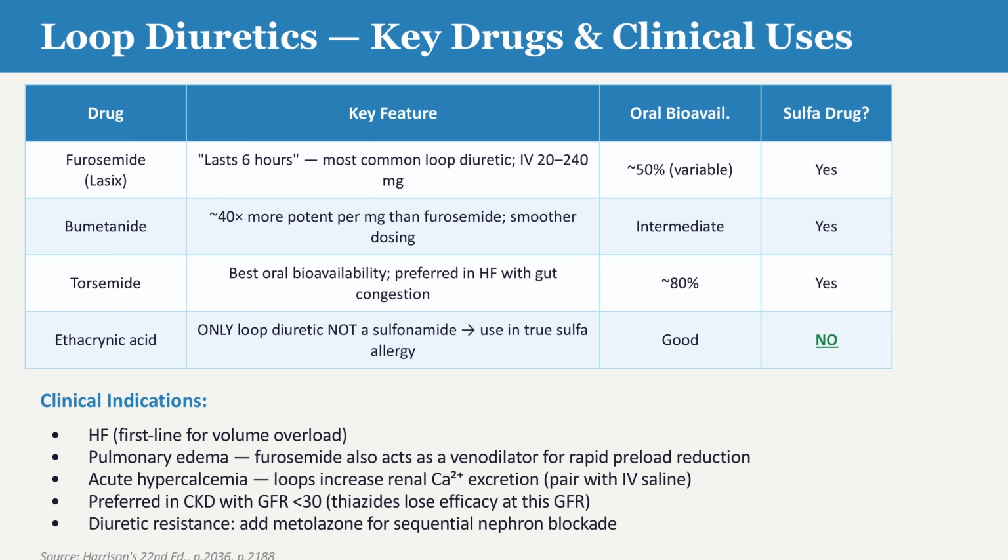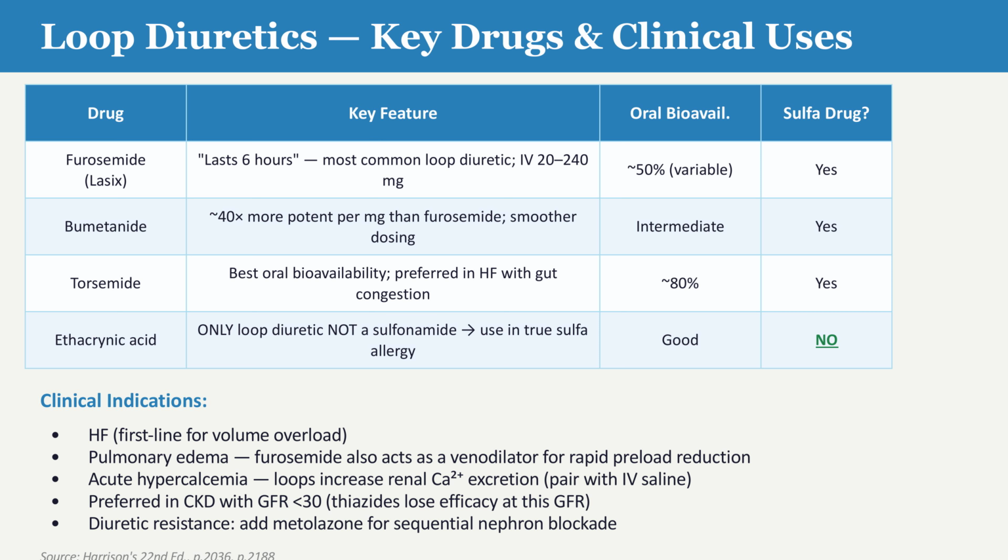Then there's ethacrynic acid, and this one comes up on boards constantly. It is the only loop diuretic that is not a sulfonamide. So if your patient has a true, severe sulfa allergy and needs a loop diuretic, ethacrynic acid is your answer.